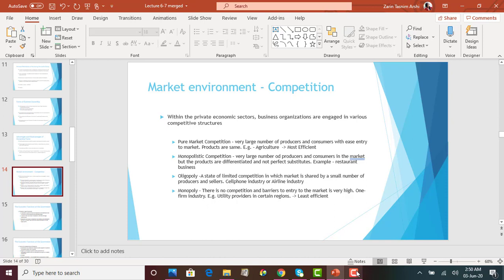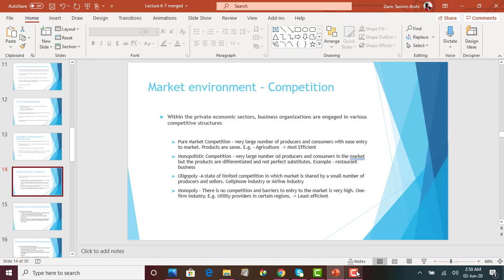But the products are differentiated, right? A Chinese restaurant offers a different type of food compared to a Mexican restaurant, an American restaurant, or an Indian restaurant. So within this industry, the products are differentiated. That's how they compete with one another: Chinese food, Mexican food, and American food. Okay, then the third type of market structure we have is called the oligopoly market structure.